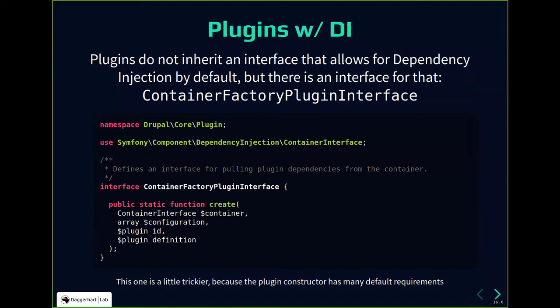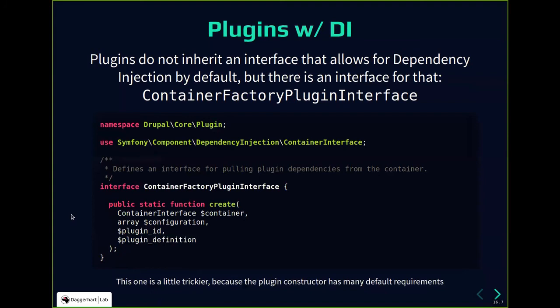Rather than the container injection interface, we're going to use the Drupal provided container factory plugin interface. This interface defines that our classes that implement it must have a static public function named create. Very, very similar. And that factory method is going to expect the container object, which we're very comfortable with by now, and also the normal parts of the plugin constructor: the plugin's configuration, its ID, and its definition. So this would be like the block ID and all the block settings and stuff like that. The only thing that's a little trickier is that in your factory method, you have to make sure to pass all of these into the constructor as well.